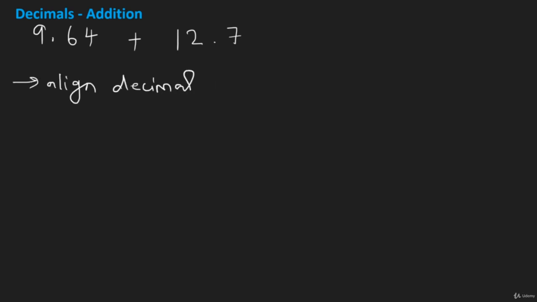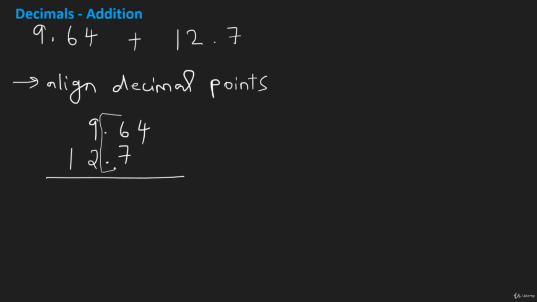Let's visit addition and subtraction of decimals in this video. Say you want to add 9.64 and 12.7. The point that you need to keep in mind when adding decimal values is you have to align the decimal points. So let's do that. So I have 9.64 over here and 12.7 over here, and you can see that the decimal point has been aligned. Now over here I have nothing.